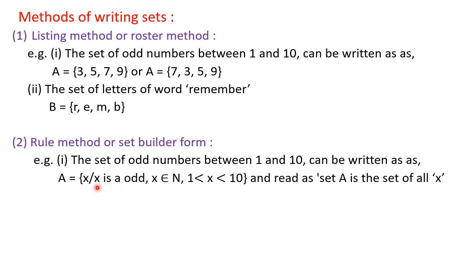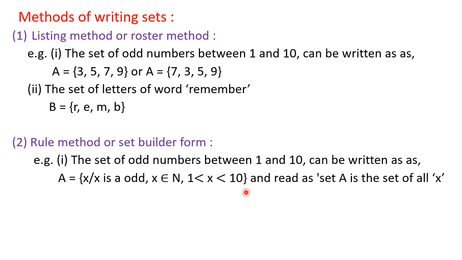The first rule: x is odd. Second rule: x belongs to N. Now you know this symbol I have told you. Epsilon means belongs to, which means x is a natural number. And the third property is x is between 1 and 10. Okay, that means 1 is not allowed. 1 is less than x and x is less than 10. That means x is between 1 and 10.